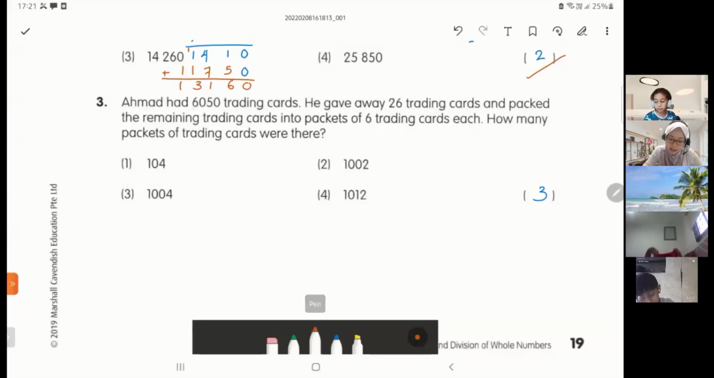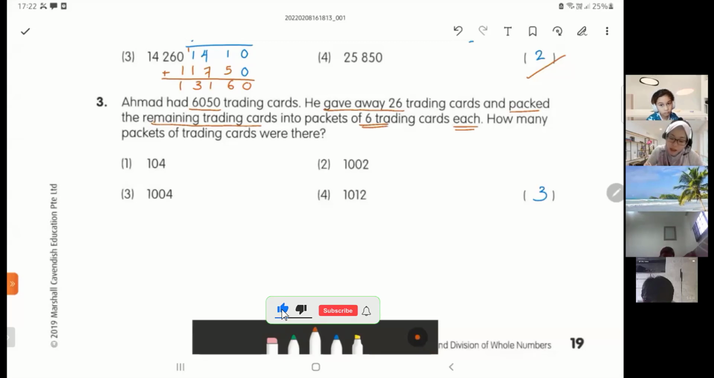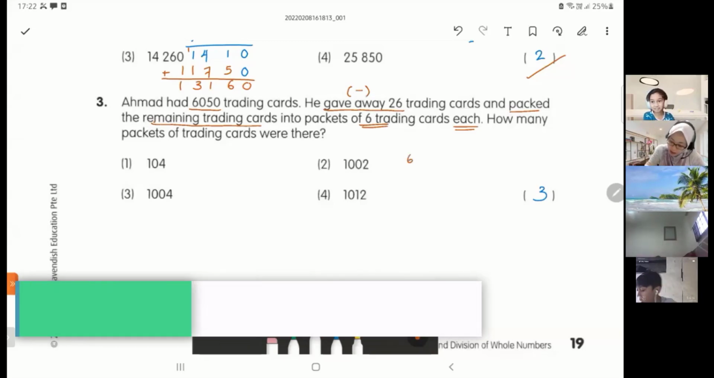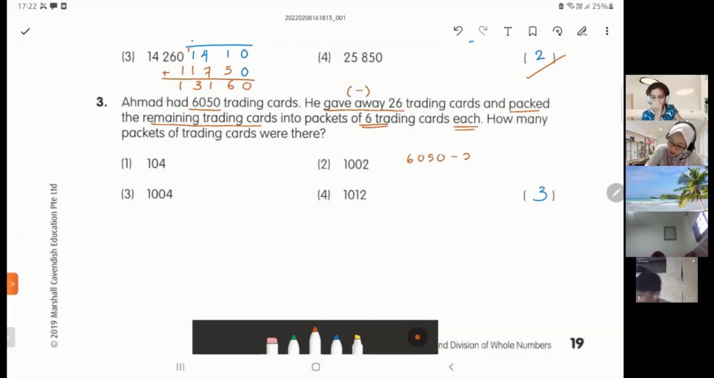Ahmad had 6,050 trading cards. He gave away 26 trading cards and packed the remaining trading cards into packets of 6 each. How many packets of trading cards were there? When I say gave away, it means minus, right? It means I take them away. So that's your first step. 6,050 minus 26 equals 6,024. This is my remaining. And what happened to the remaining?